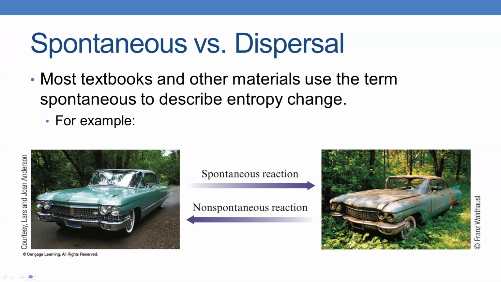They might be fast, they might be slow. If you try to let a car rust out, it's going to take a long time. But we do have some chemical reactions that are very quick as well. And then the non-spontaneous would be, for this example, going backwards, or sometimes you have to add an energy source in order for that non-spontaneous reaction to happen.